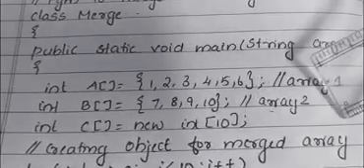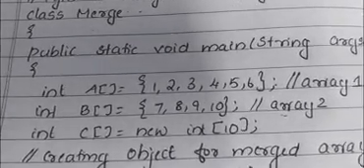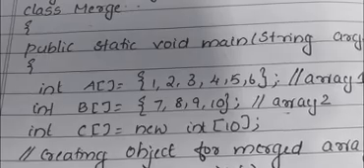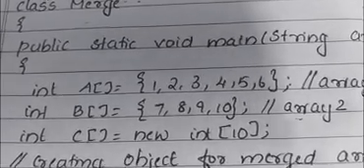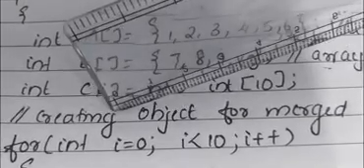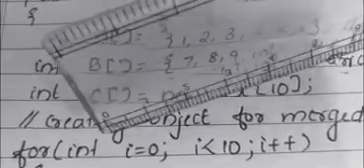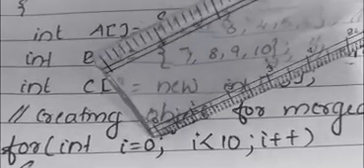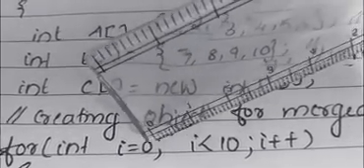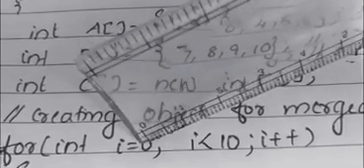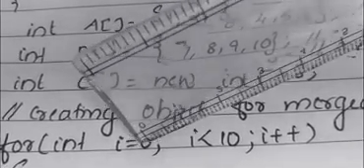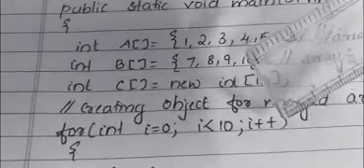Clear? That is, we have created the object for the merged array. The next thing we are doing is the merging technique. Since it is an array, in order to read the elements, we require a for loop. So for int i equals 0, that is the first index value of the element in the array, starting with 0, then i less than 10, then i plus plus.